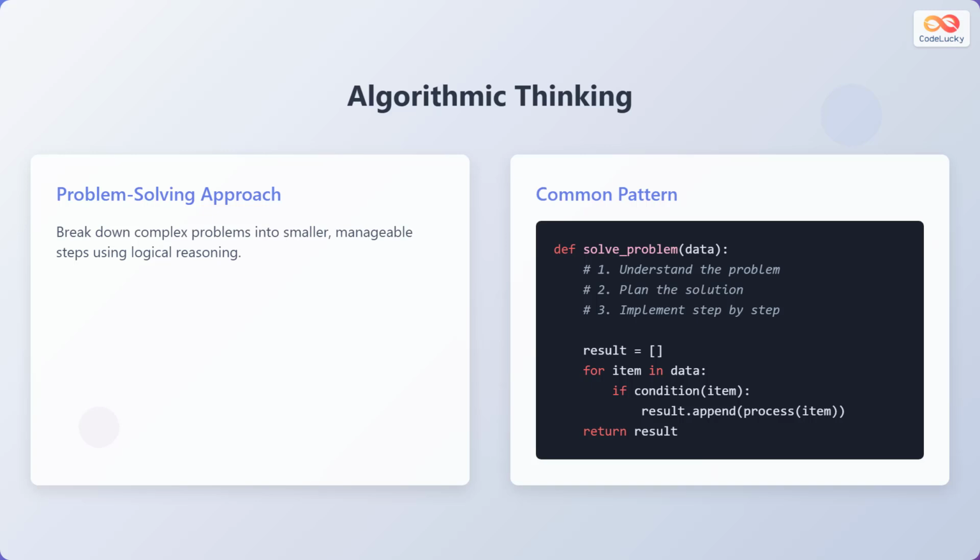Good algorithmic thinking involves recognizing common patterns like iteration, recursion, divide and conquer, and dynamic programming. It also means considering time and space complexity from the beginning, not as an afterthought. The example shows a typical pattern of initializing a result container, iterating through input data, applying conditional logic, and processing matching items.